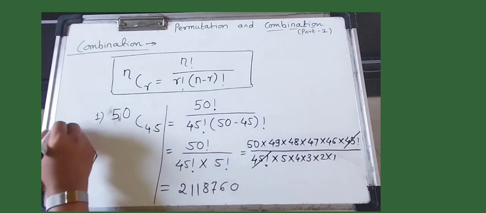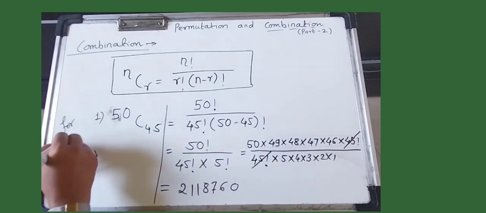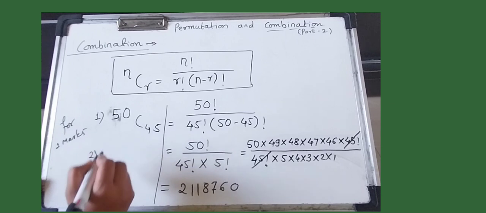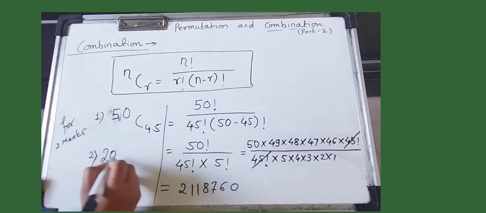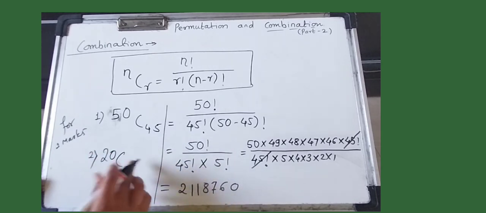Sometimes they ask in a second question, evaluate first and second. This is for 2 marks. And next one, suppose they give 20C5.